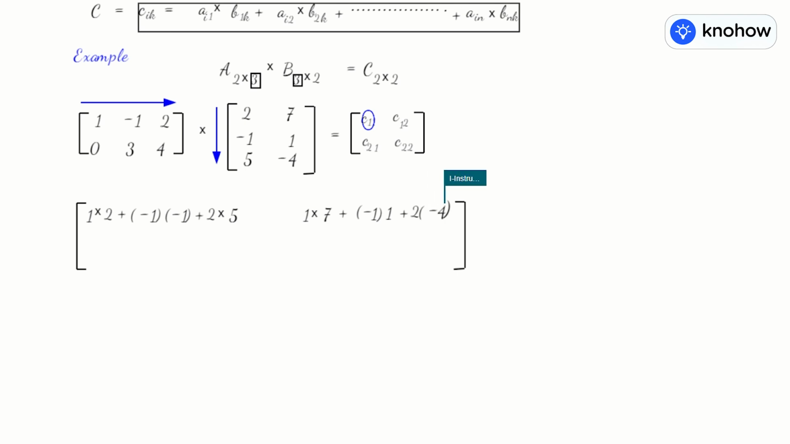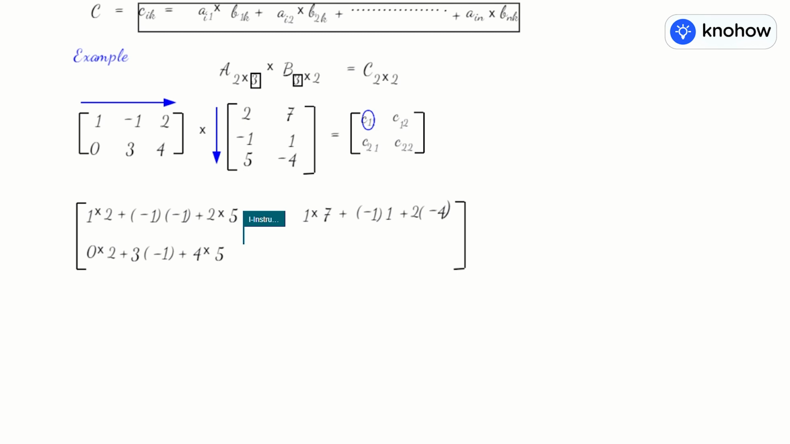And similarly, to get a21, now you take the elements of the second row and multiply them respectively with the first column and second column one by one. So you get 0 into 2 plus 3 into minus 1 and plus 4 into 5. That is a21.